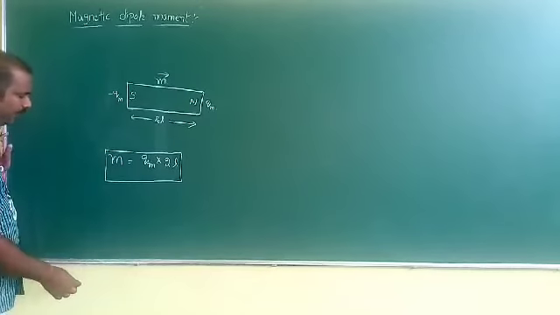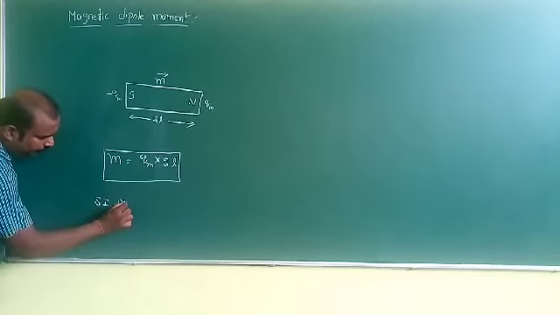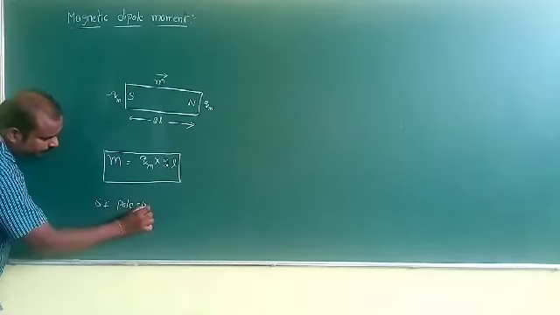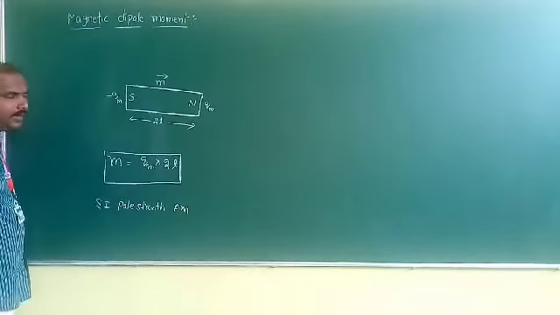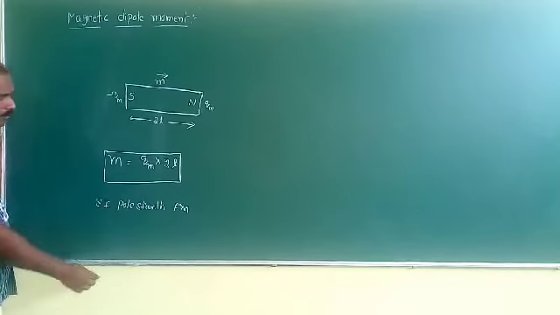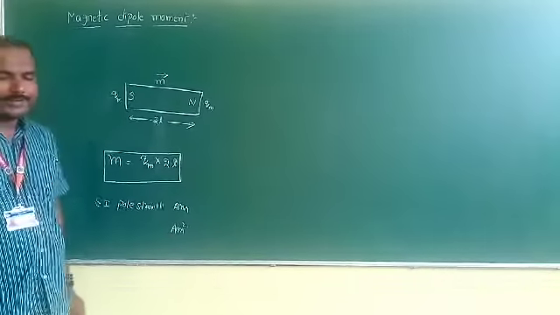Then what is the SI unit of pole strength? The SI unit of pole strength is ampere meter, and the SI unit of magnetic dipole moment is ampere meter square. So this is highly important.